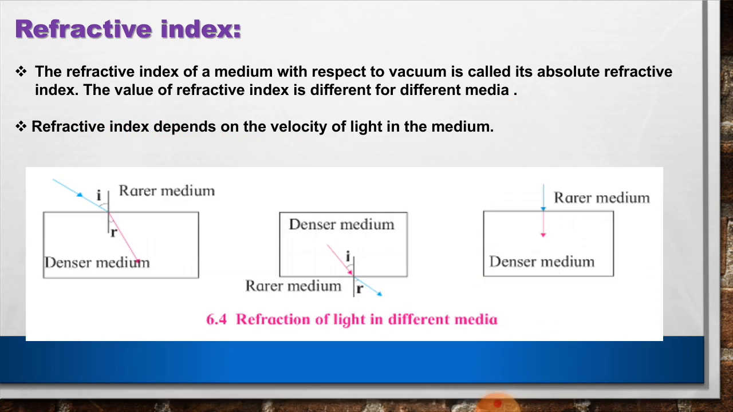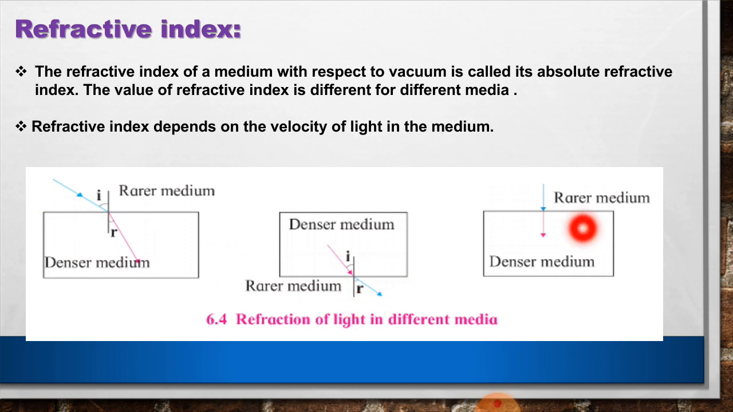Then we saw this very interesting topic, that is refraction of light in different media. What happens when a ray of light passes from a rarer medium to a denser medium? It bends towards the normal. When a ray of light passes from a denser medium to a rarer medium, what happens? It bends away from the normal.